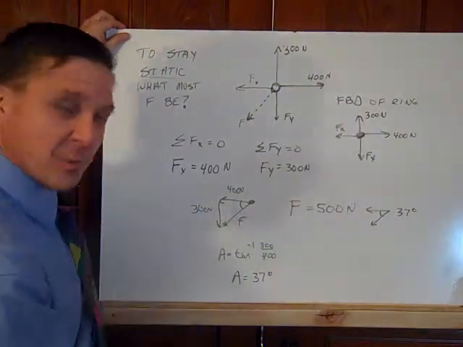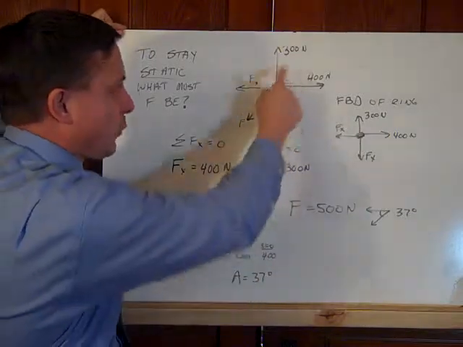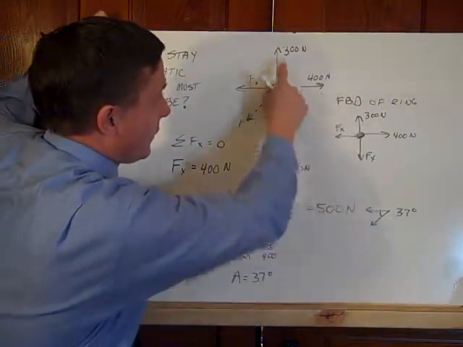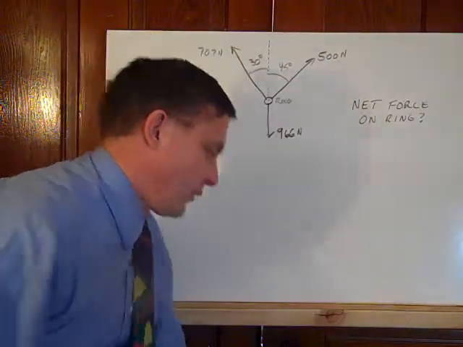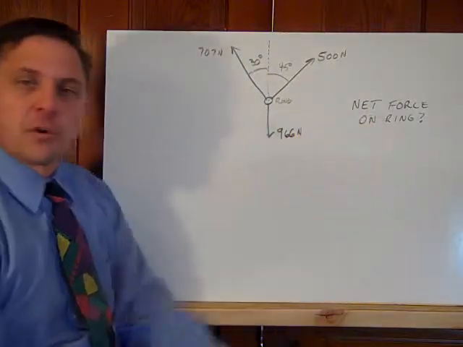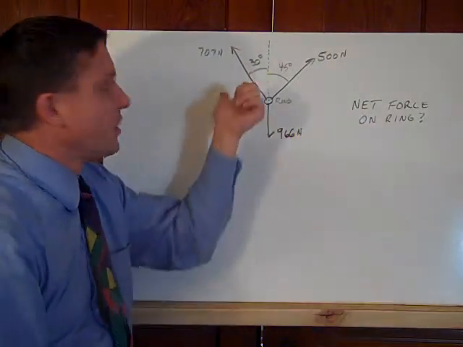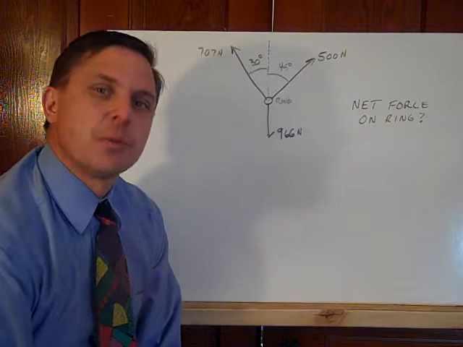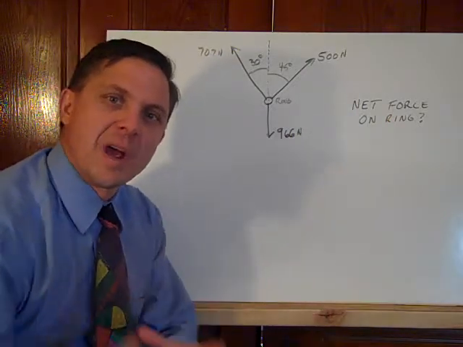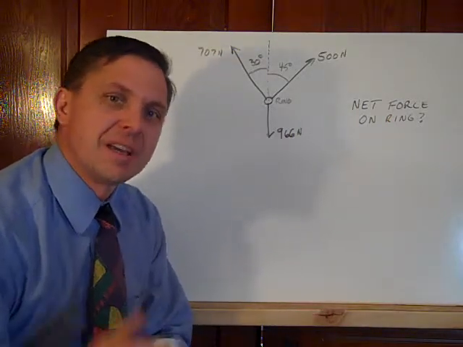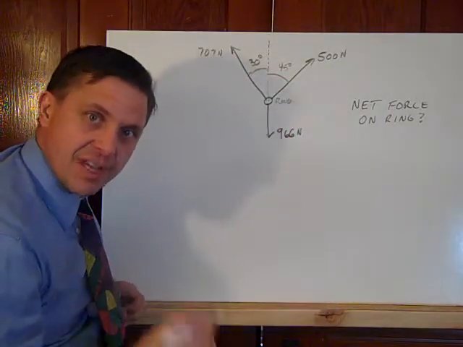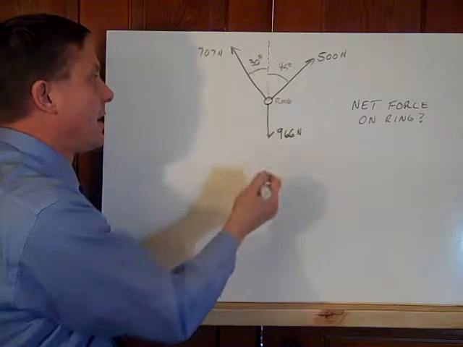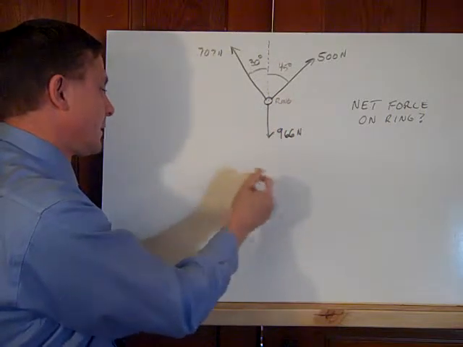And this is a static situation. When you place these 3 forces, the 500 newtons at 37, the 300 and the 400, that ring does not move. They sum to 0. Well, then the question is, what's the net force on a ring in that situation? Is this a static situation? Do the forces sum to 0? Instead of saying they do, ask the question, do they sum to 0? Again, we have to break this into parts. That's your first part. Make a free body diagram and bust this into parts.